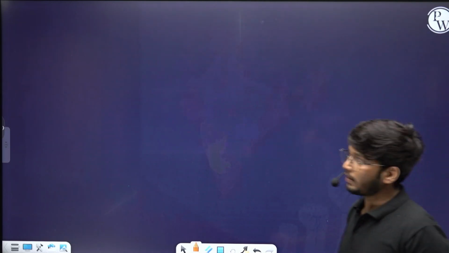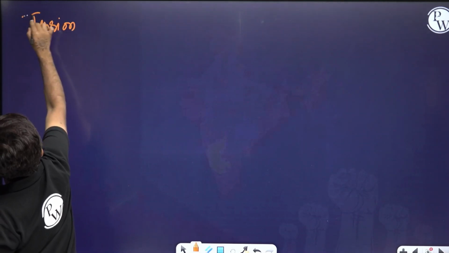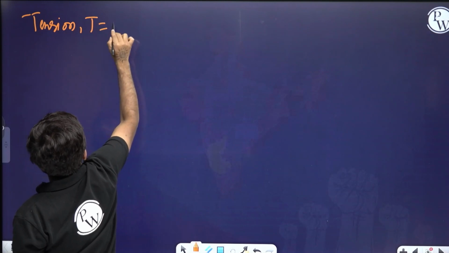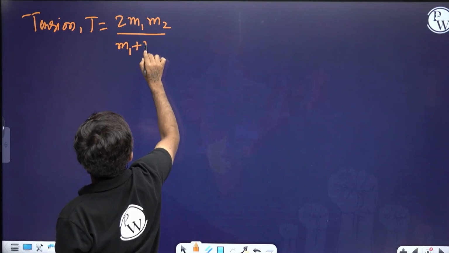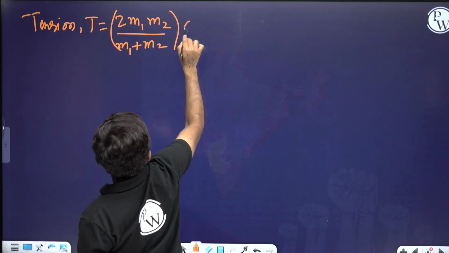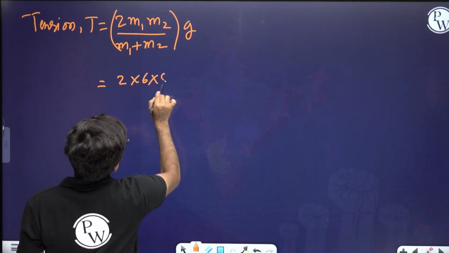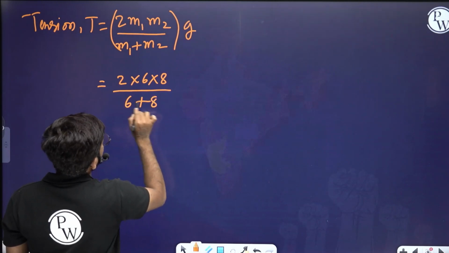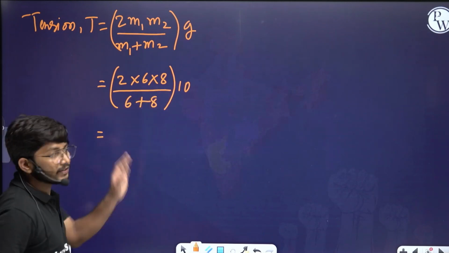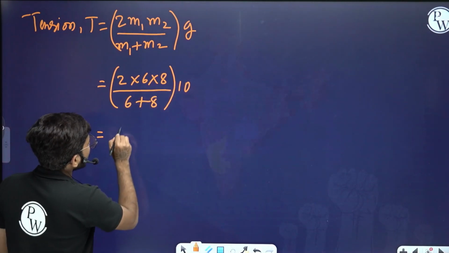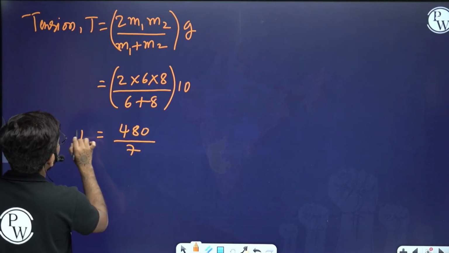Then how do we calculate tension? We know the formula for tension. T is 2 times m1 m2 divided by m1 plus m2, into G. m1 is 6, right? So 2 into 6 into 8 divided by 6 plus 8, into G, which is the standard value 10. 6 into 8 is 48, into 10, 480. So 480 divided by 14, which is 240 by 7. Tension is 480 by 7.